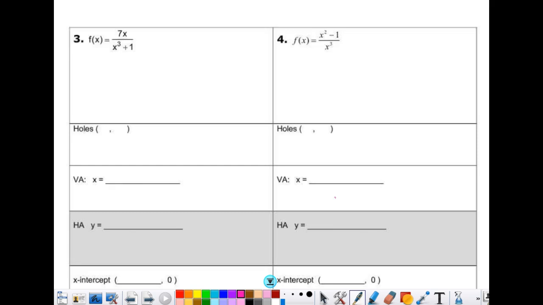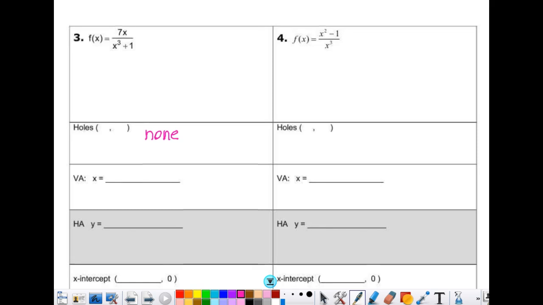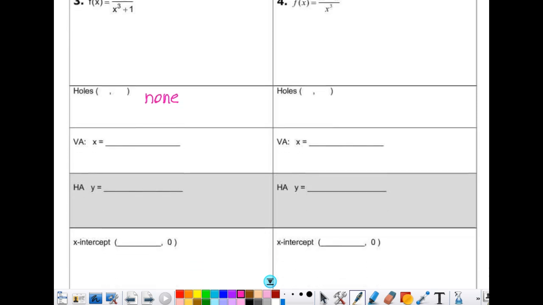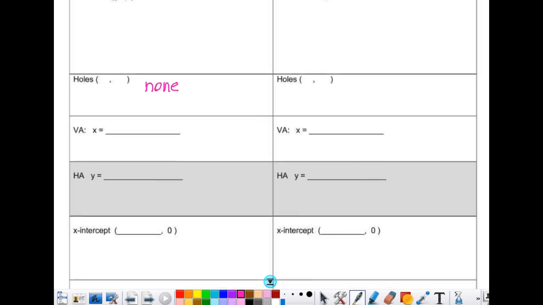Okay, so the first step is to see if it can factor. Can it factor? No, it can't factor. So the second step is, we know this is a none here, because it can't factor. I've already told you that the first 5 that you're doing today don't have holes. You'll understand holes tomorrow, when I teach it to you.